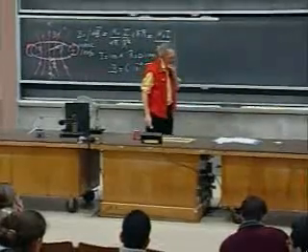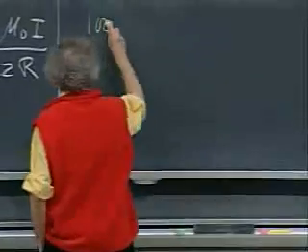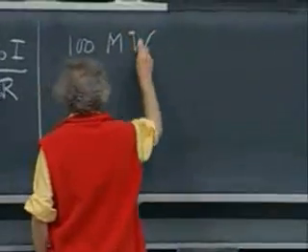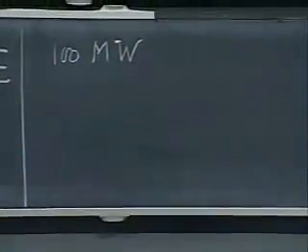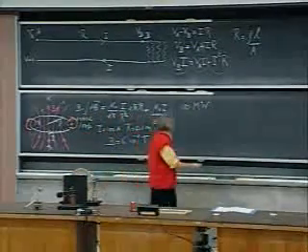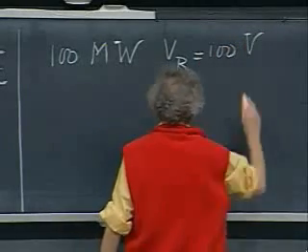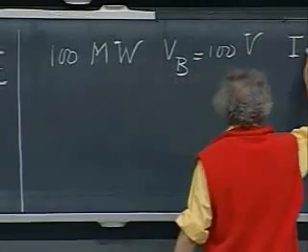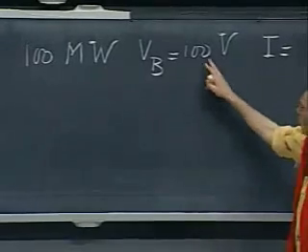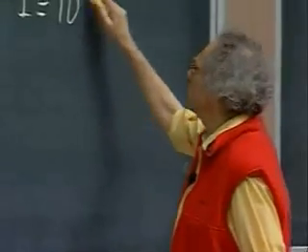Suppose we consume 100 megawatts, not an unreasonable number. So we are consuming 100 megawatts. And just for the sake of the argument, suppose at B, the potential is 100 volts. So V of B is 100 volts. What now is the current? Well, current times potential gives me power. And so my current is now 1,000,000 amperes.